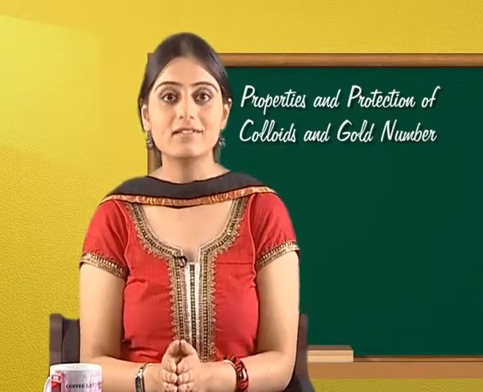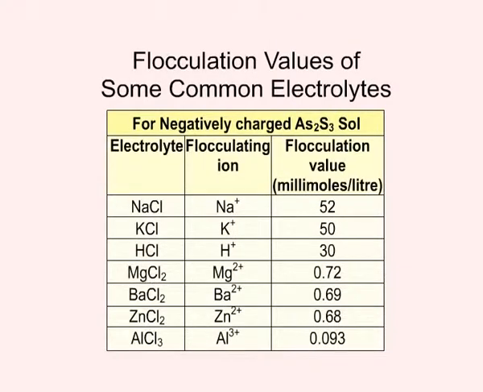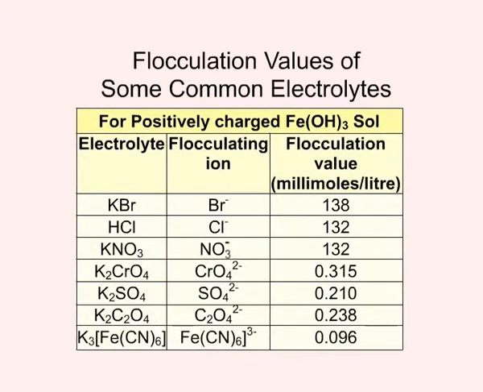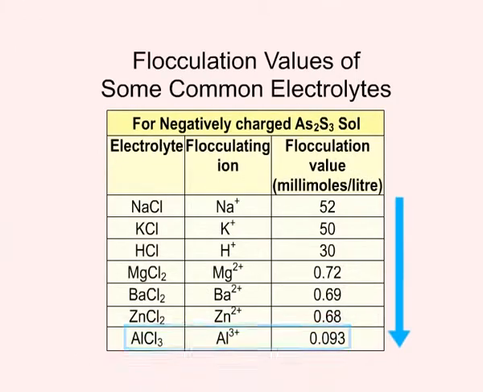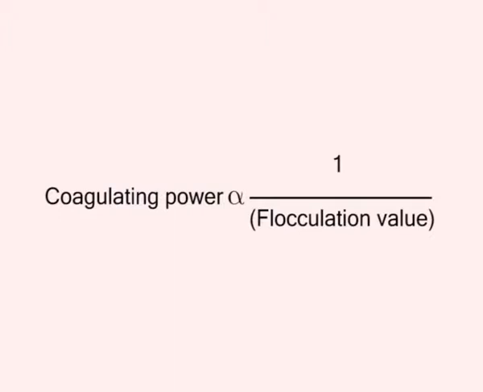The flocculation values in millimoles per liter for the coagulation of negatively charged As2S3 sol and positively charged Fe(OH)3 sol can be shown in the form of a table which you can see on the screen. The flocculation values of some common negatively charged sols and positively charged sols are shown in the table. It is to be noted that a smaller flocculation value indicates the greater coagulation power of the electrolyte. Thus, coagulating power is proportional to 1 upon flocculation value.